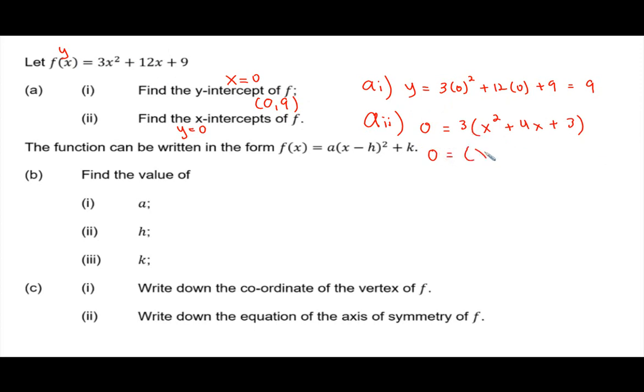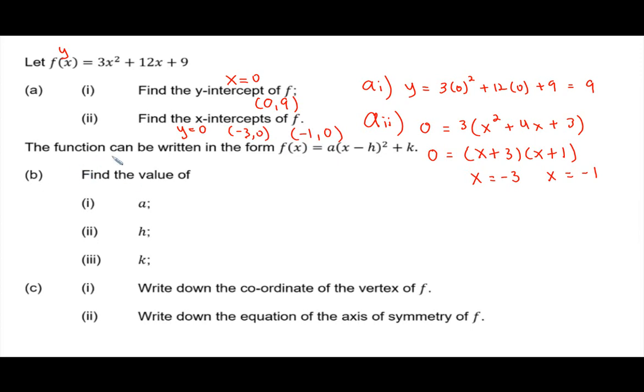And then I factor this. This is x plus 3, x plus 1. Right? And then what's going to make it 0 is when x is equal to negative 3, when x is equal to negative 1. So these are your x-intercepts. So your x-intercepts are negative 3, 0, and also negative 1, 0. Okay?